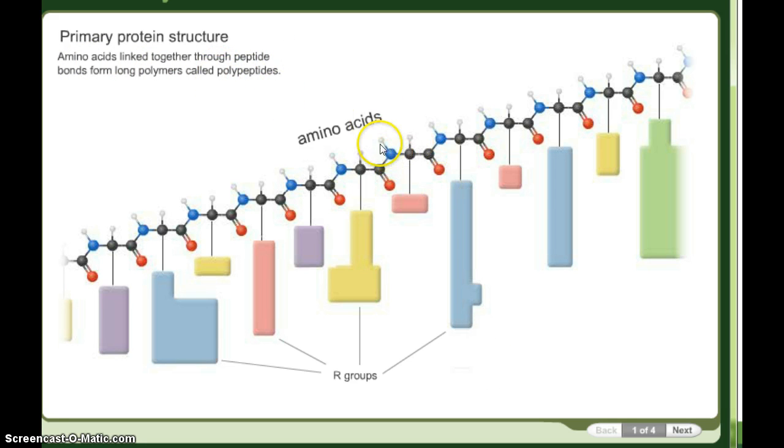So again, you can see the nitrogens are connected to the carbon double bonded oxygen group. You can see that pattern. All of these blocks represent the R groups, those different functional groups, to show that this is a different amino acid than this one, which is a different amino acid than that one, which is a different one than this one.